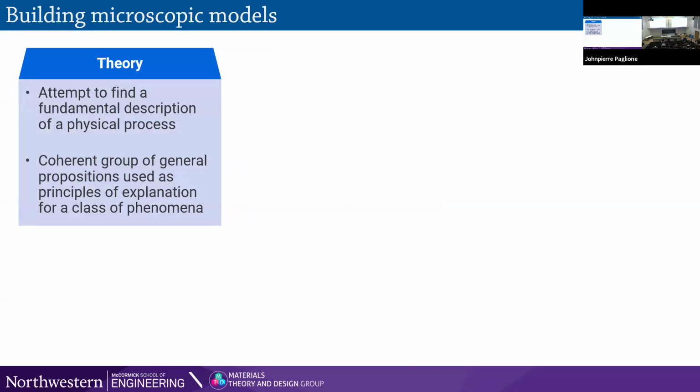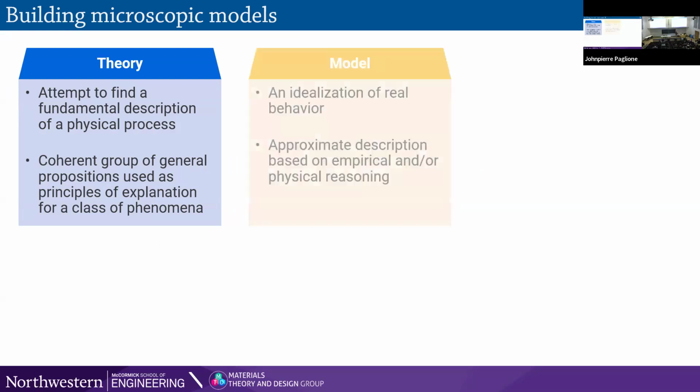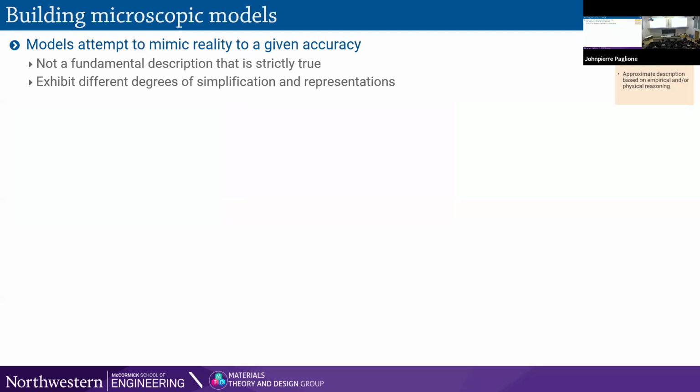A theory is an attempt to find a fundamental description of a physical process. It's a coherent group of general propositions used as principles of explanation for a class of phenomena. So that's a theory. A model, on the other hand, is going to be an idealization of real behavior. It's some approximate description that's going to be based on empirical understanding or some physical intuition about a system. Models attempt to mimic reality to some level of accuracy. It's not intended to be a fundamental description that is strictly true, and models have various representations or simplifications.